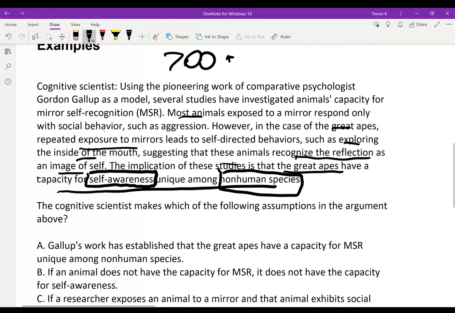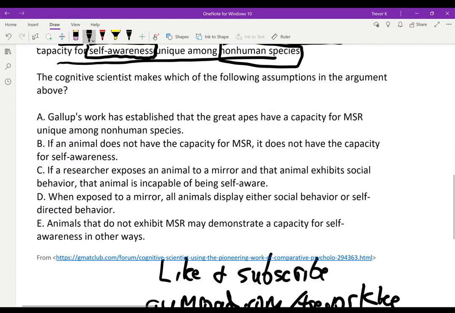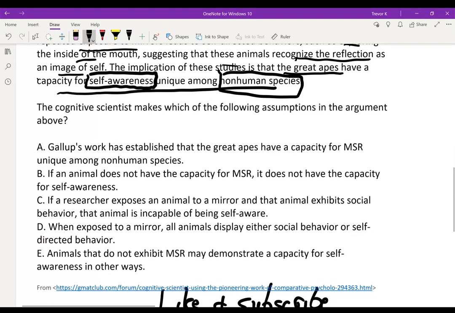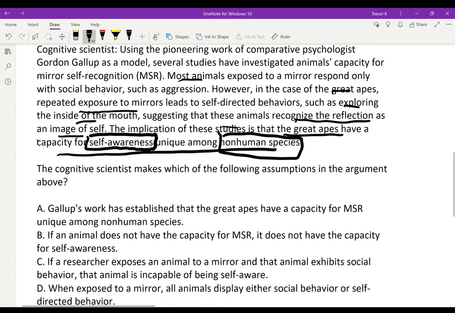All right. So now in terms of our assumptions, let's look through this. Gallup's work has established that the great apes have a capacity for MSR unique among non-human species. I don't think Gallup's work needs to establish this.